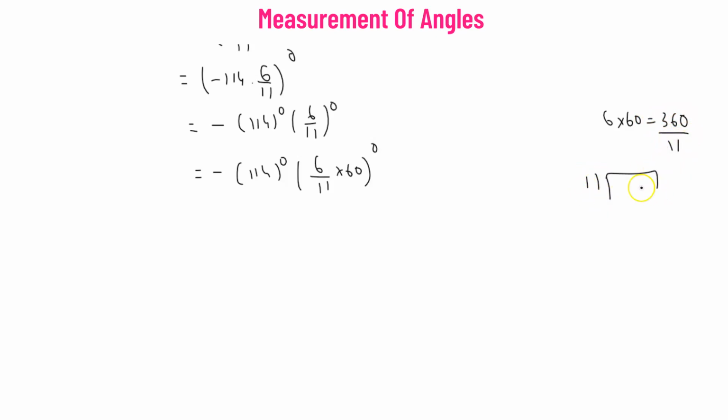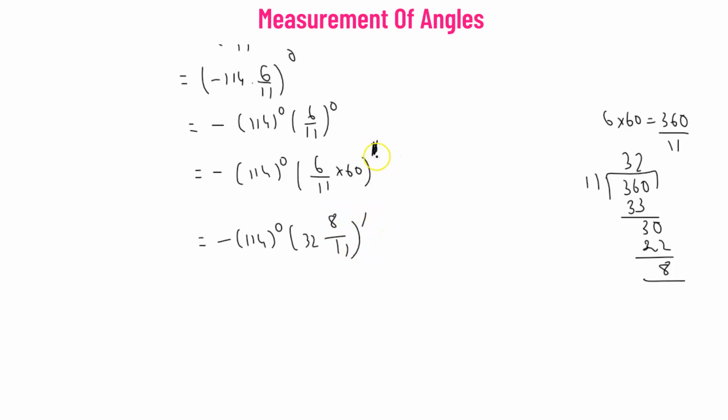So when we divide 360 by 11, we have 11 times 3, that's 33. So that leaves us a remainder of 30. Then we have 11 times 2, so that's 22, which leaves us a remainder of 8. So that means 6 times 60 over 11 will become, in the mixed format, 32 and 8 over 11 minutes. So this will get converted to minutes after we multiply with 60. We're going to get negative 114 degrees, 32 minutes, and 8 over 11 minutes.